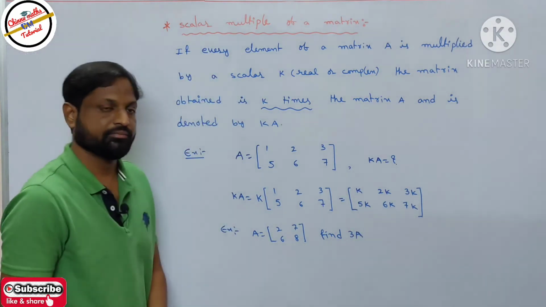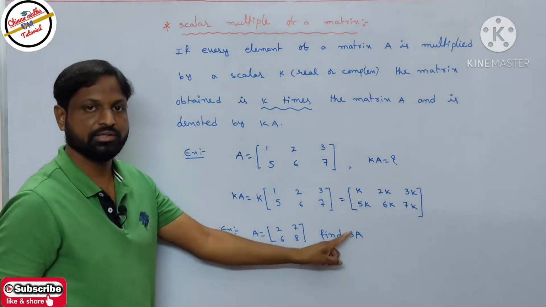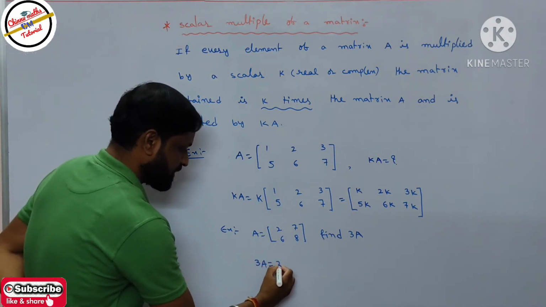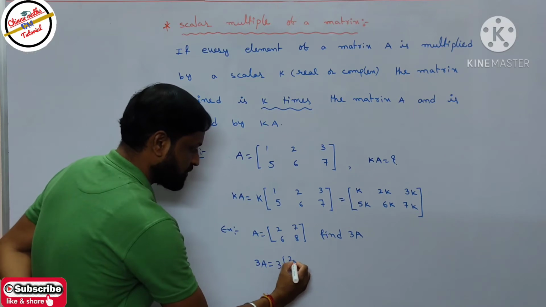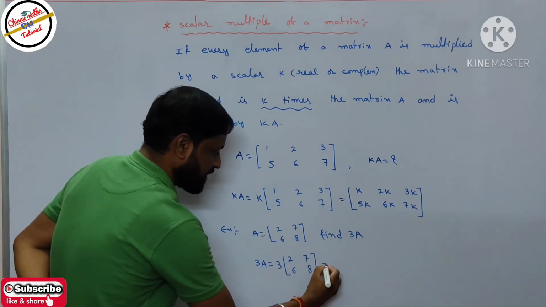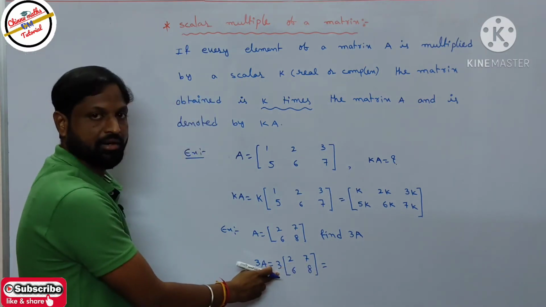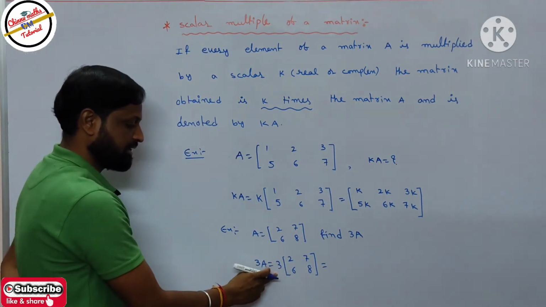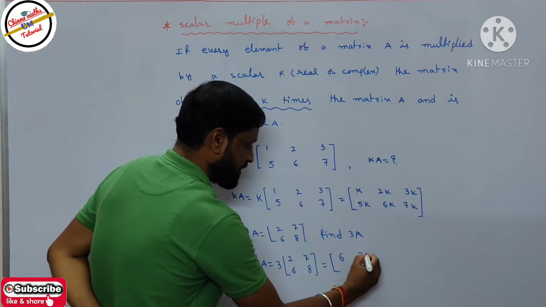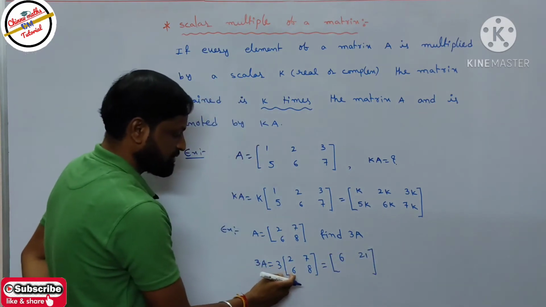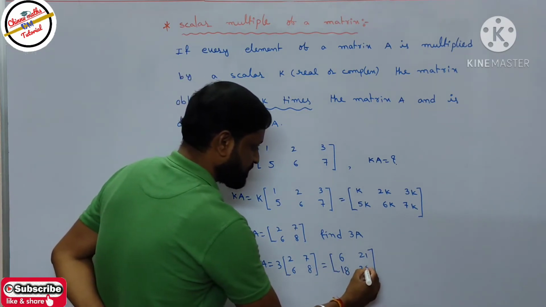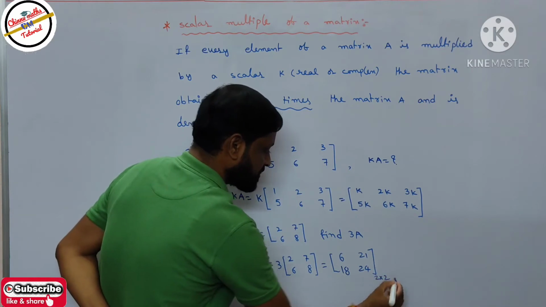What is the scalar here? The scalar is K, given as 3. So 3 times the matrix A equals 3 times the matrix 2, 7, 6, 8. According to the definition, every element should be multiplied by the scalar number, and the scalar here is 3. So 3 into 2 is 6, 3 into 7 is 21, 3 into 6 is 18, 3 into 8 is 24. This matrix is of order 2 by 2.